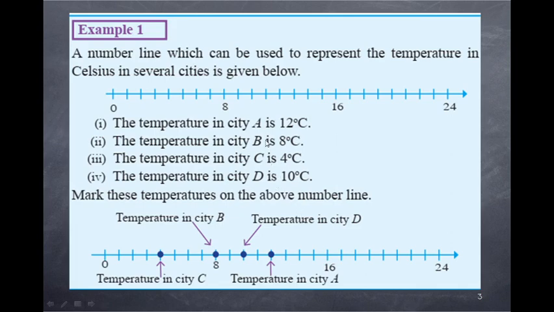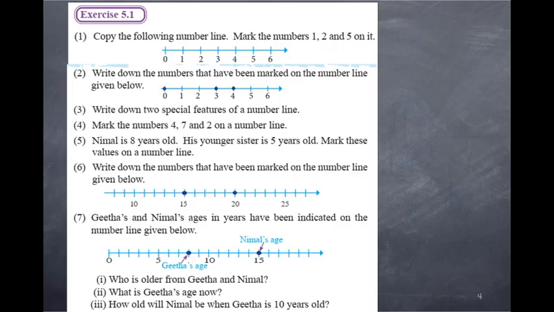Similarly, for city B, you need to find 8 and mark. For city C, you need to find 4. 4 is in between 0 and 8. Put a dot for the 4 and that is for city C. Similarly, for city D, you need to find the number 10 for city D. Okay, take your time and understand the number line and do this exercise. Then you will learn more and we can discuss the answers in the coming video.